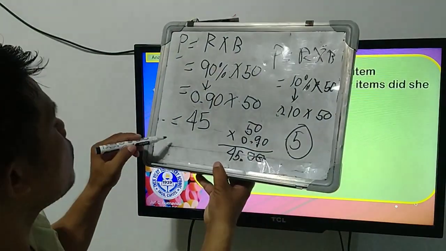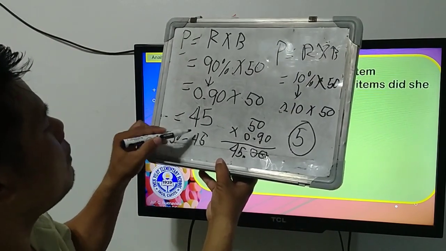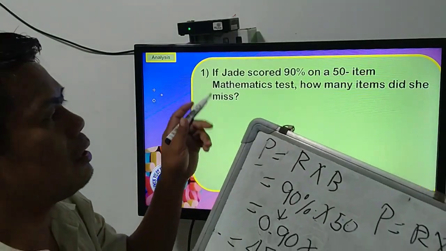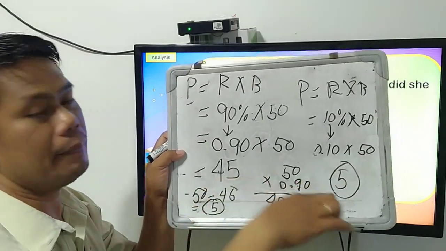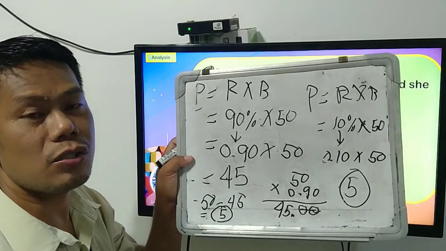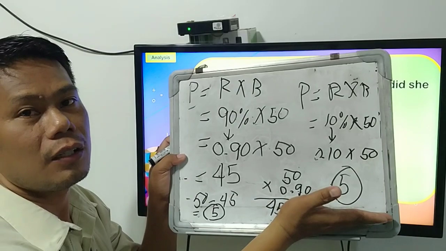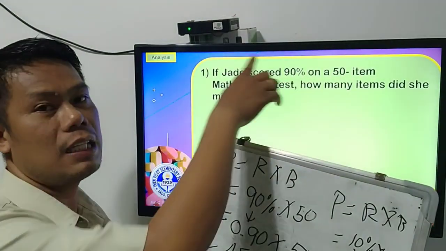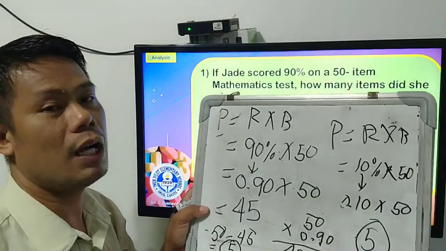So 50 minus 45 equals 5. So 5 items, Jade got mistakes. So the same result comes out. And in both, we also used 2 operations. In this one, we first subtract the percent, 100% minus 90%, and that is 10%. Then 10% times 50 equals 5.